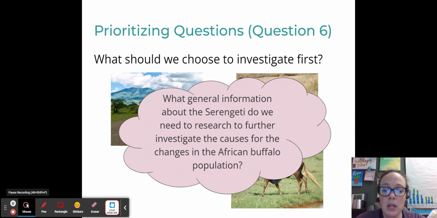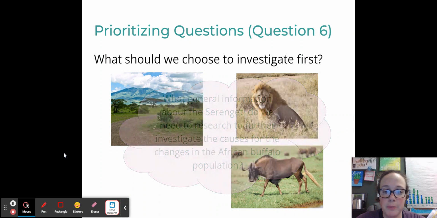So, where are we going to take all of those questions and where are we going to go from there? We need to be able to know some stuff about the Serengeti, right? We have some ideas about it, but we're going to need to discover a little bit more information in order to investigate those causes for changes in those populations.